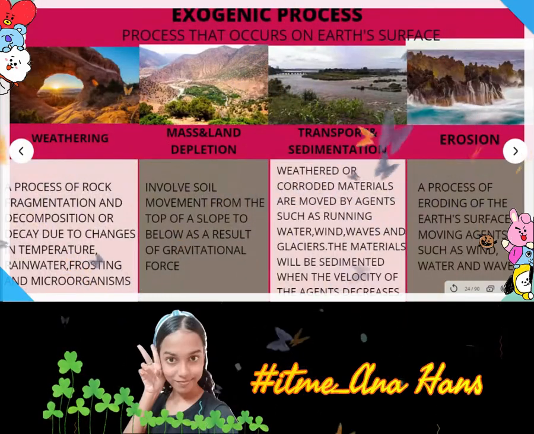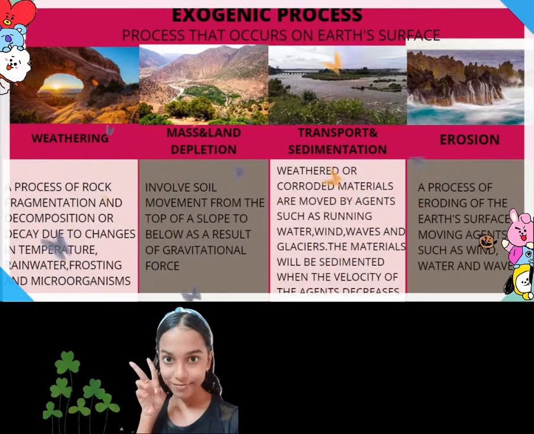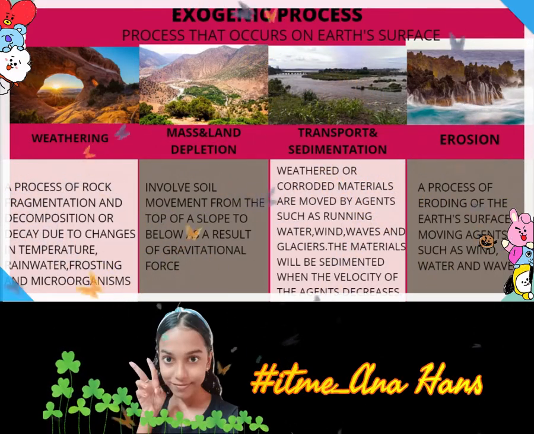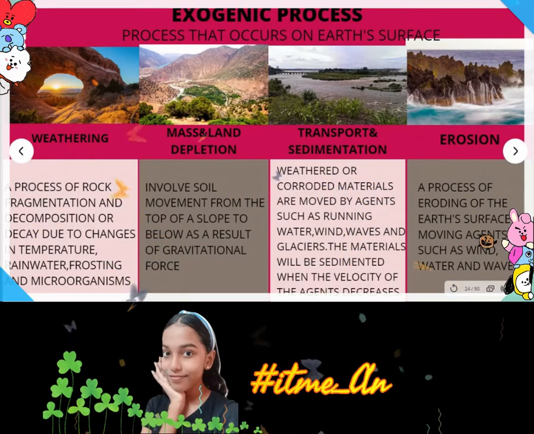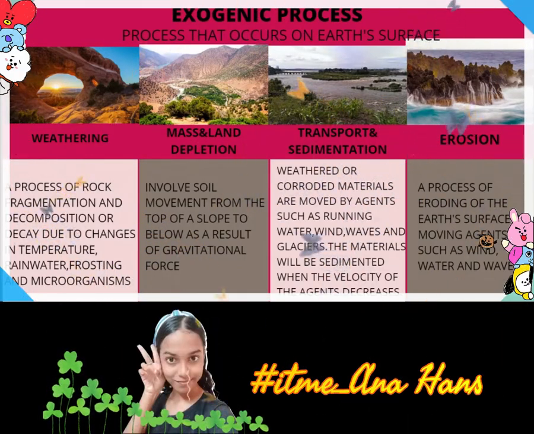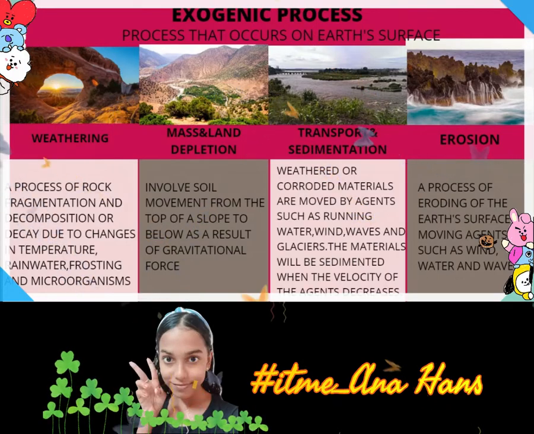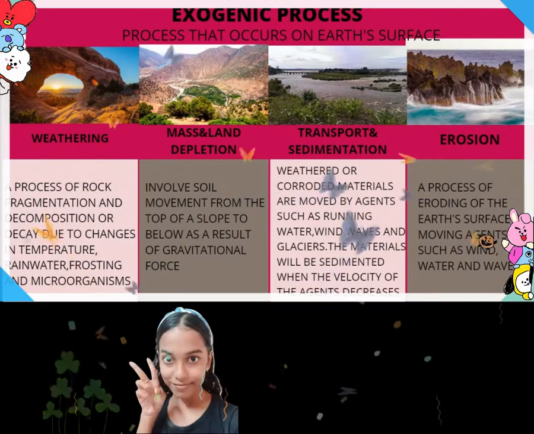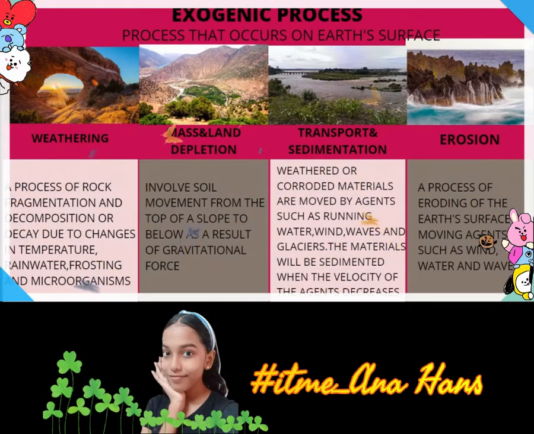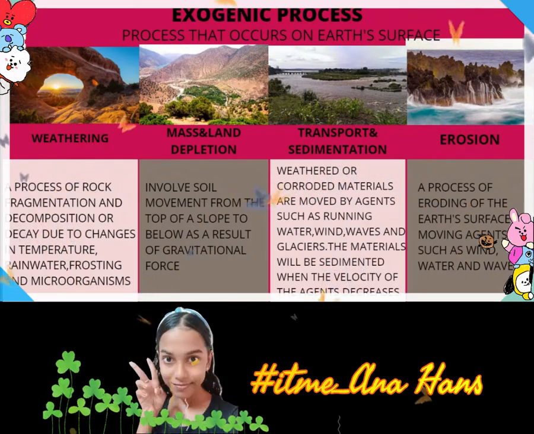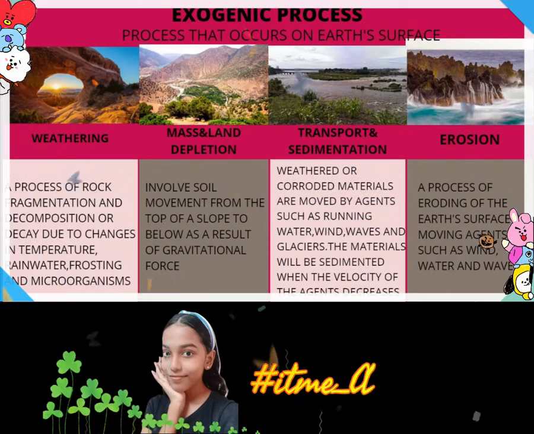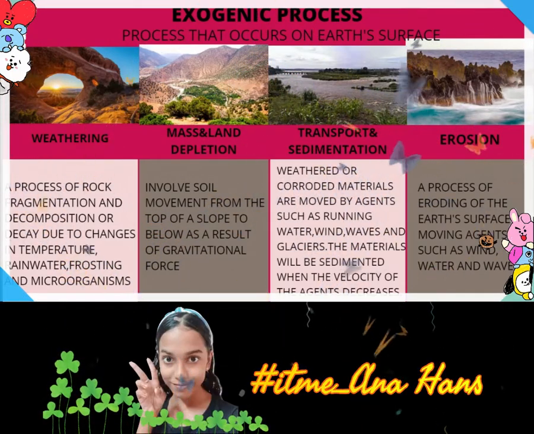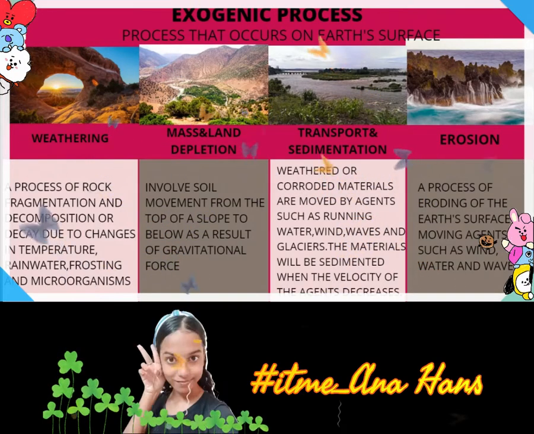So in 9.3, we're just going to learn about exogenous process and endogenic process. So exogenous process is a process that occurs on the Earth's surface. We have weathering, mass wasting, transport and sedimentation, and also erosion. For weathering, it's a process of rock fragmentation and decomposition, or decay due to changes in temperature, rainwater, bursting, and microorganisms. Mass wasting involves soil movement from the top of a slope to below as a result of gravitational force.